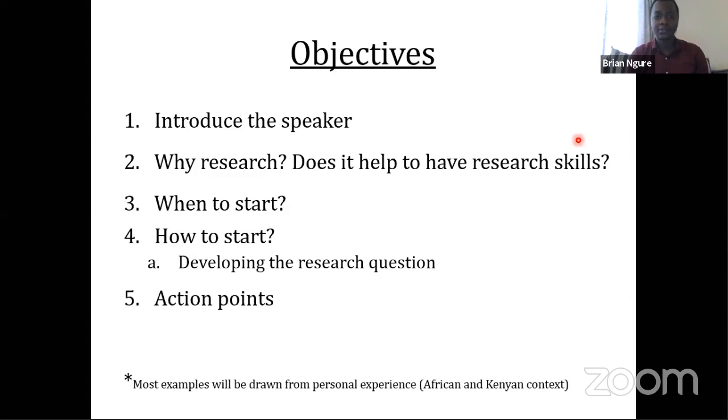The other thing is how to start. So this is where we talk about developing the research question. I'll share some resources for the same and personally my journey as well. Action points: I believe most of us are here so that we can do something with this webinar series. So I'm hoping that at the end we can come up with some action points that we can follow through so that we get some output.